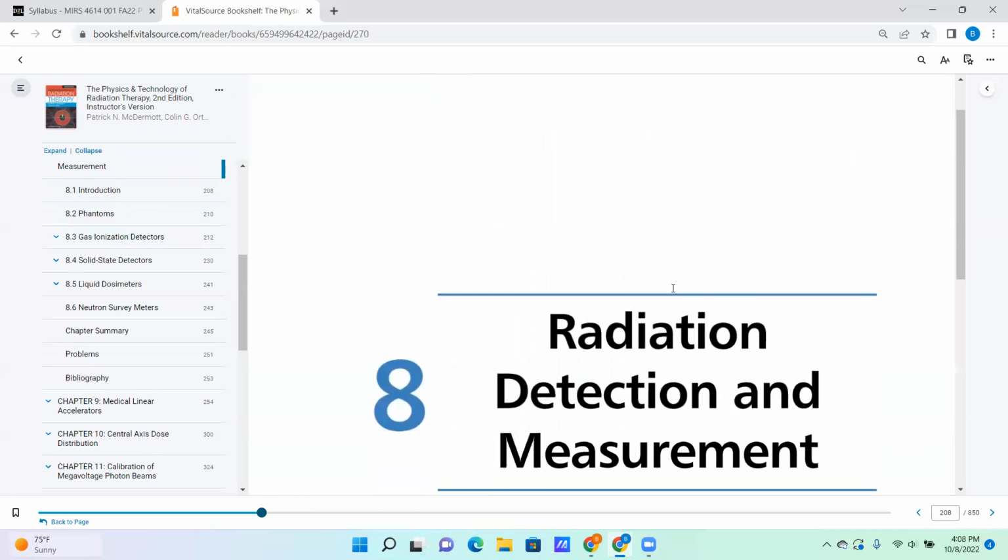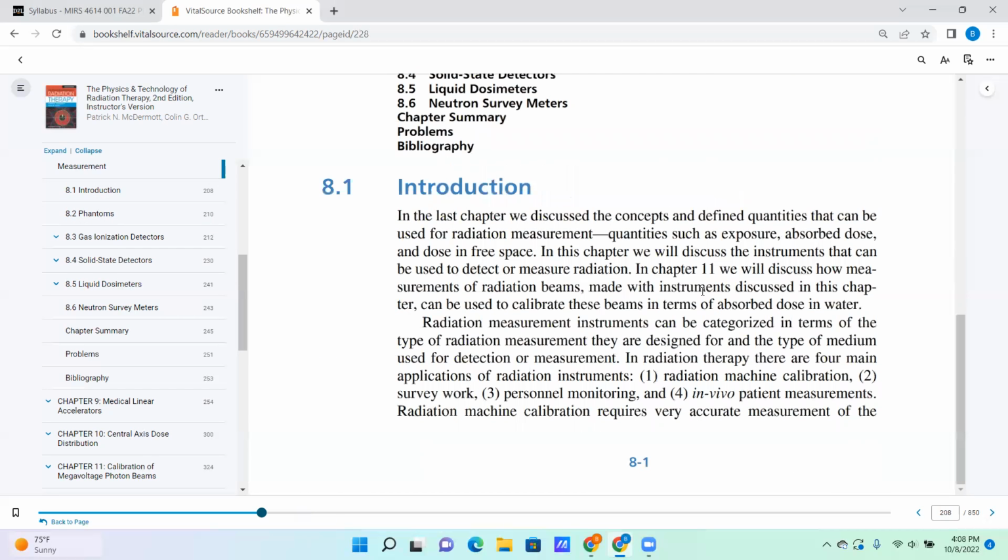A lot going on in this chapter. In the last chapter, we discussed concepts and defined quantities that could be used for radiation measurement, like exposure, absorbed dose, and dose in free space. So here we're going to discuss how you can use certain devices to detect or measure the radiation. And in chapter 11, we'll discuss how measurements of radiation beams made with instruments discussed in this chapter can be used to calibrate these beams based on absorbed dose in water.